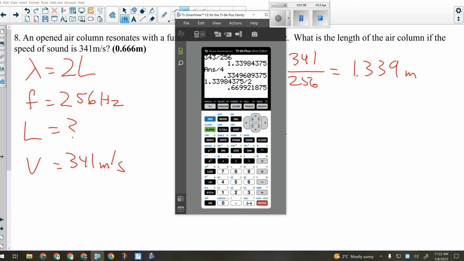I must not have carried all my decimals over. So I get 0.670 on that one. Oh, no, I don't. 341 divided by 256, and then I divide that by 2. That's going to give me that. Am I all right with that?